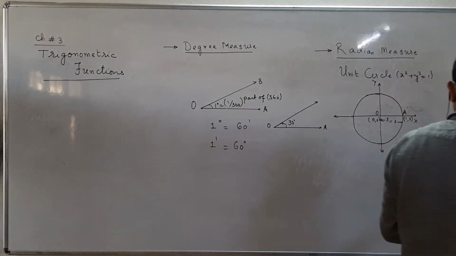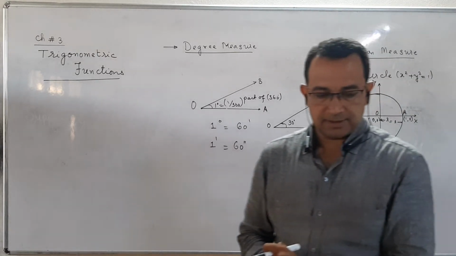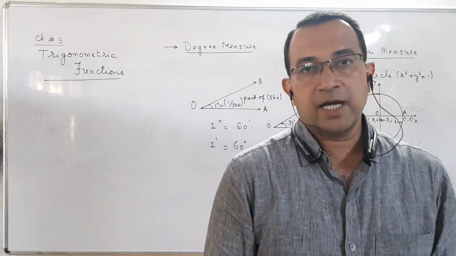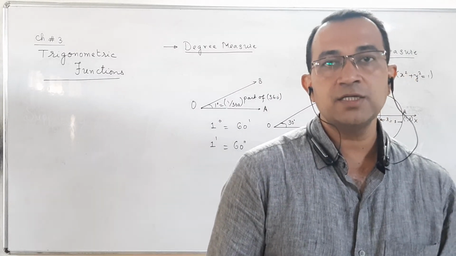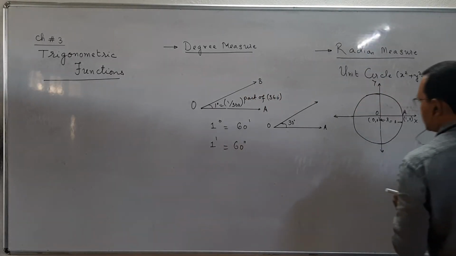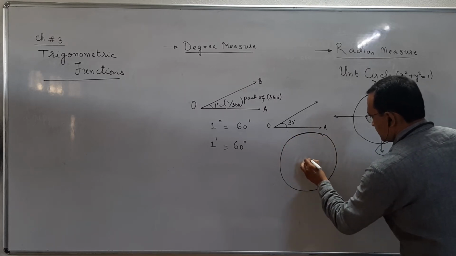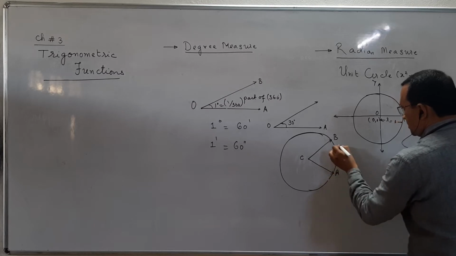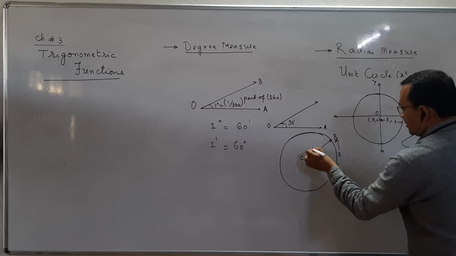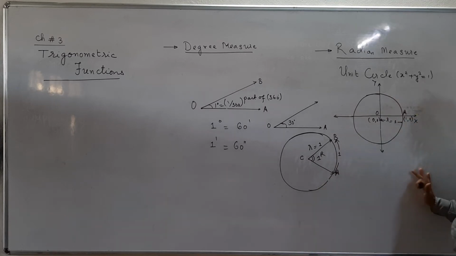Now, students, we are going to define a radian measure. The angle subtended by a circular arc of unit length at the center of unit circle is of measure 1 radian. Say, students, this is a circle. So this is the center C. And this is an arc. Length of the arc is 1 unit. Radius of the circle is 1 unit. Then the angle subtended at the center is of measure 1 radian.